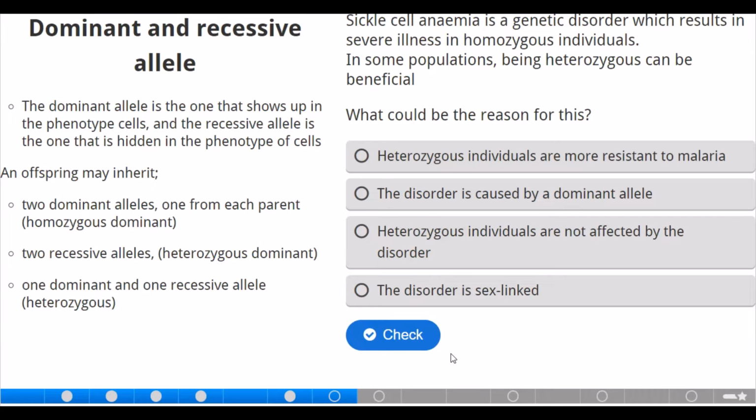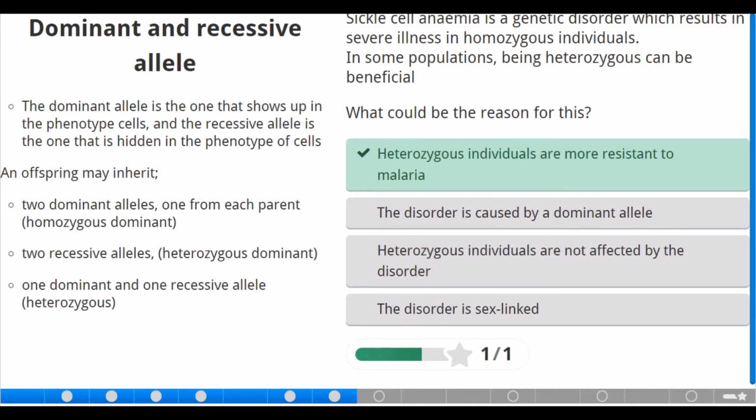Sickle cell anemia is a genetic disorder which results in severe illness in homozygous individuals. In some populations, being heterozygous may be beneficial. What could be the reason for this? The heterozygous individuals are more resistant to malaria.